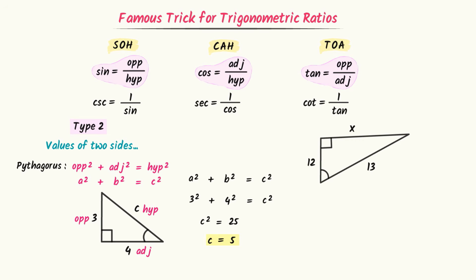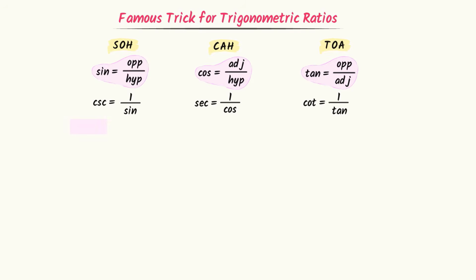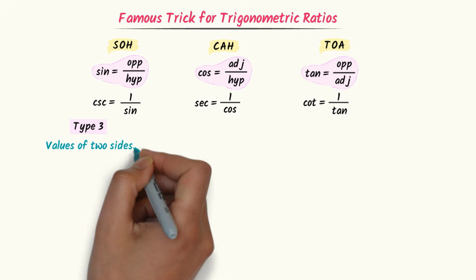In the second question, according to Pythagoras theorem, a squared plus b squared equals c squared. Here a is opposite side which is x, b is adjacent side which is 12 and c is hypotenuse which is 13. I write x squared plus 12 squared equals 13 squared. I get x squared plus 144 equals 169. After calculation, I get x is equal to 5. Thus the value of a or opposite side is 5. Hence noted down.